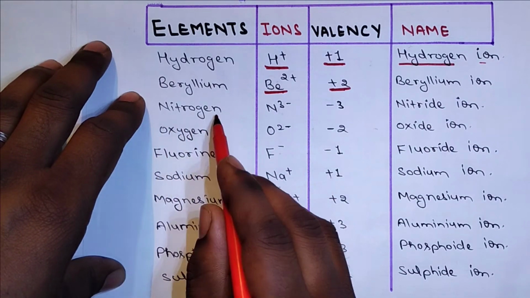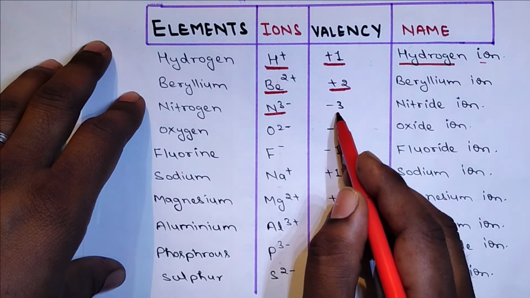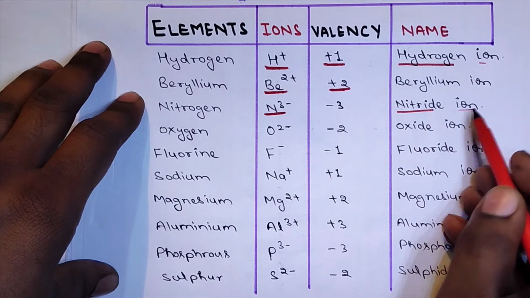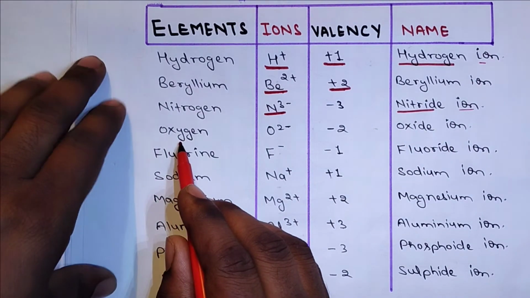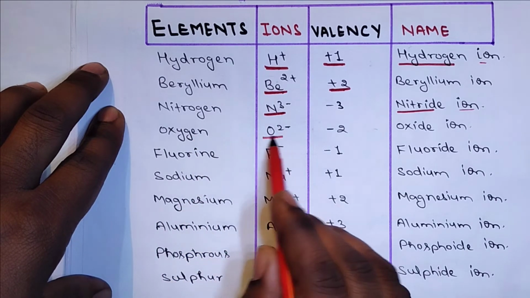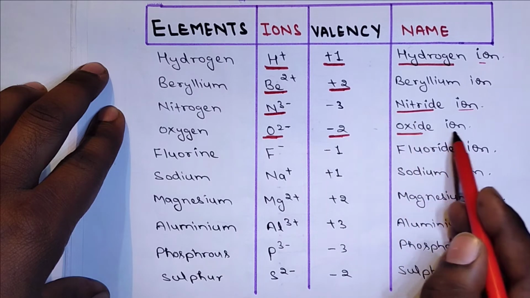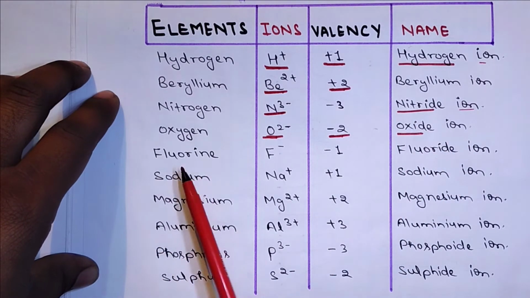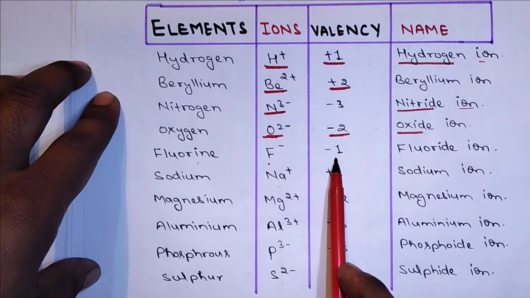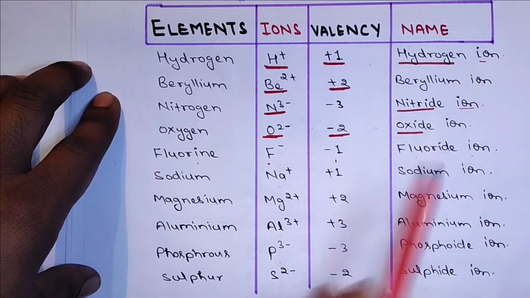Next one is nitrogen. It forms N3- ion, its valency is -3 and its name is nitride ion. In the same way, the oxygen element's ion forms O2-, its valency is -2 and its name is oxide ion. Next is fluorine. It forms F- ion, its valency is -1 and it is known as fluoride ion.